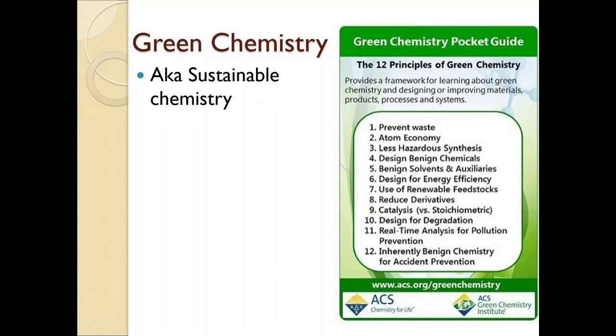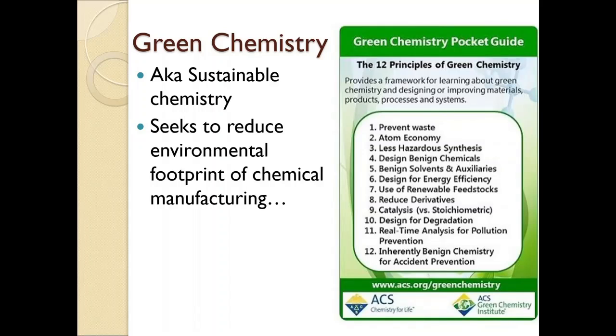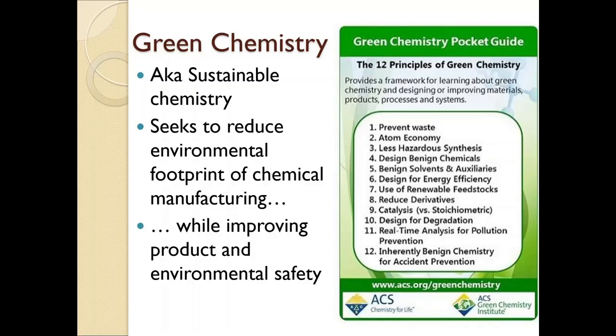The final topic that we have to talk about is green chemistry, and green chemistry can also be called sustainable chemistry. Sustainable chemistry or green chemistry seeks to reduce the environmental footprint of chemical manufacturing while still improving product and environmental safety. There are 12 general principles for green chemistry. You don't have to memorize these, but your textbook mentioned them, and I thought it was mean for them to mention them and then not tell you what they were.